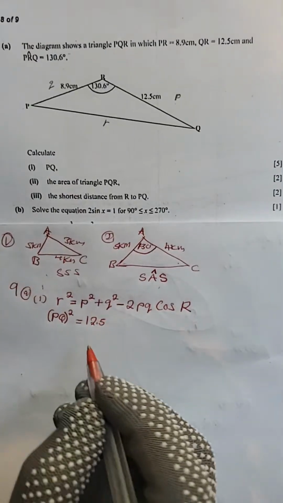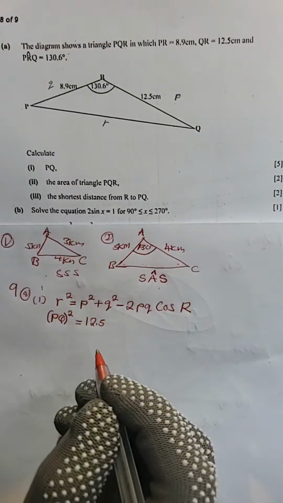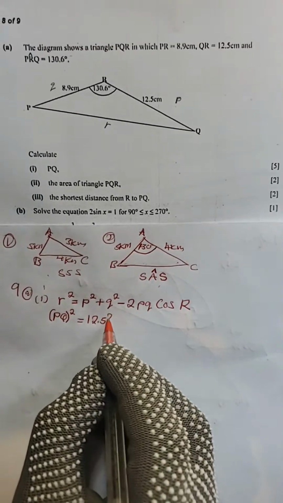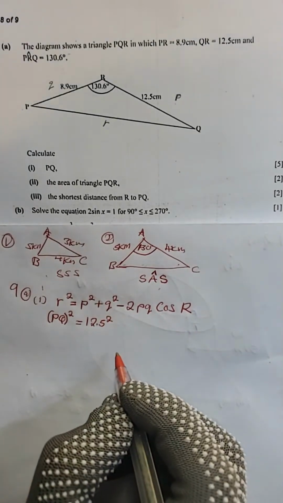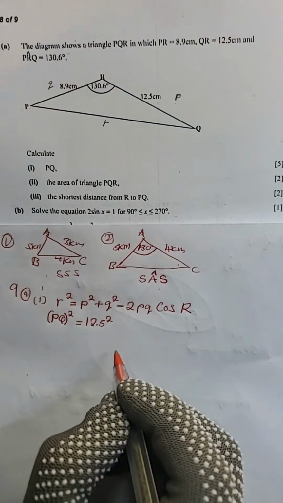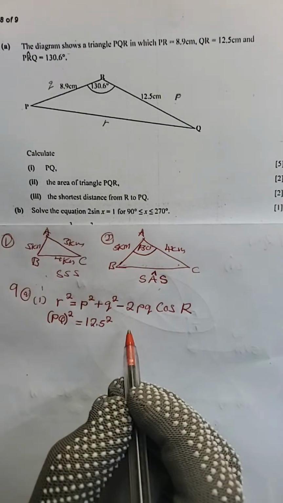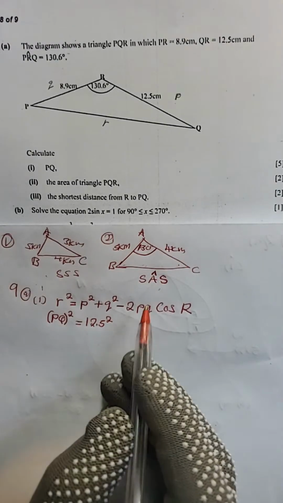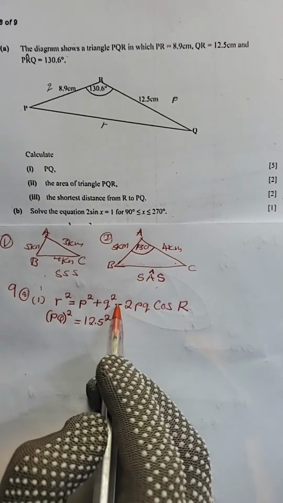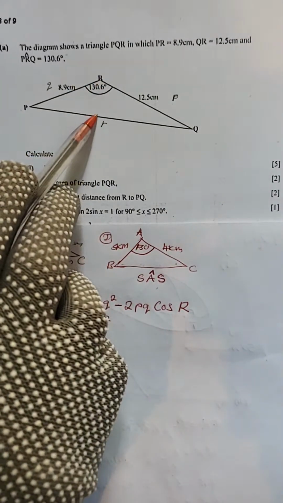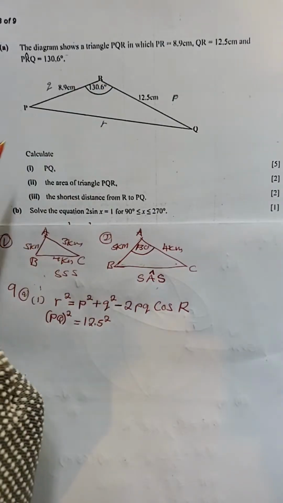12.5. I guess you have calculators there so that you'll be solving together. So 12.5 is squared. So where is the negative 2 coming from? So the negative 2 here is coming from the concept of right angle triangle. Okay? Right angle triangle.